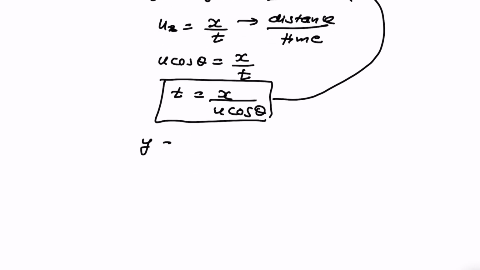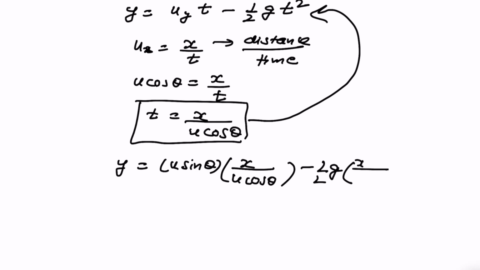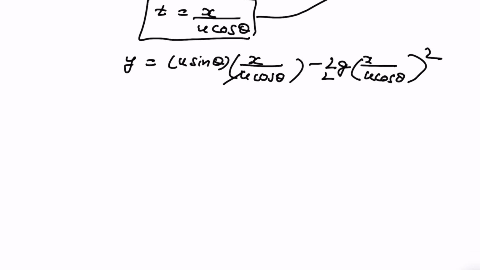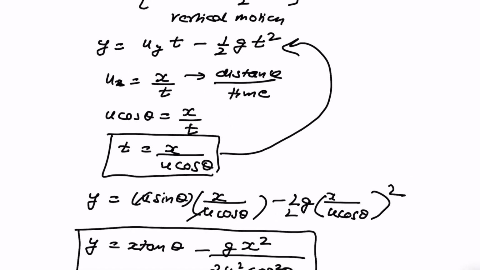So I will get y is equal to uy, which is the vertical component of velocity, u sine theta. Now how much is t? t is x upon u cos theta, minus half g into t square, what is t? x upon u cos theta whole square. Now you can cancel. So y will become equal to x tan theta minus half g x square divided by 2u square cos square theta. So this is the path of the particle which was thrown.